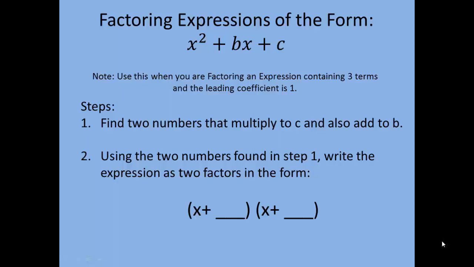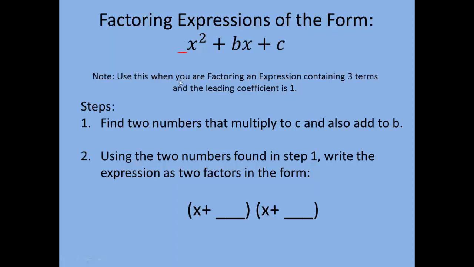This is a video on factoring expressions of the form x squared plus bx plus c. I want to make a note that b and c are constants here, and x squared and x are going to be variables. You're going to use this when you're factoring an expression that contains three terms, which this does, and the leading coefficient is 1, meaning that the number in front of x squared here is 1.